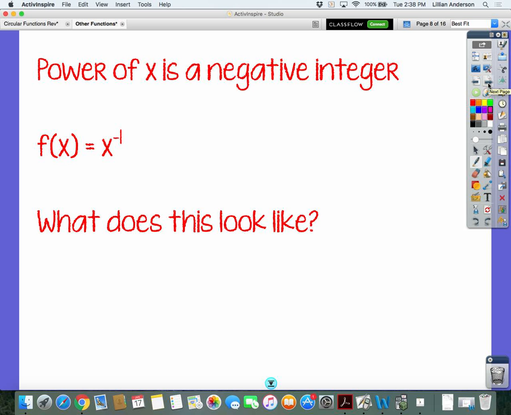Now, other functions could be ones where your exponent is negative. We haven't looked at those just yet. So I want you to graph this in your calculator. Go x raised to the negative first power. And before you click graph, go back to a standard window. How do you go back to a standard window? Zoom 6. Okay, so plug this into your y equals and then hit zoom 6. It takes you back to the regular negative 10 to 10 window. What does it look like?